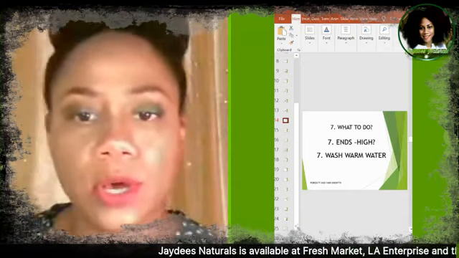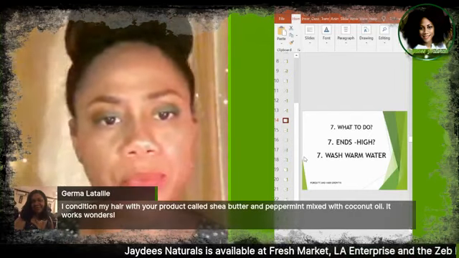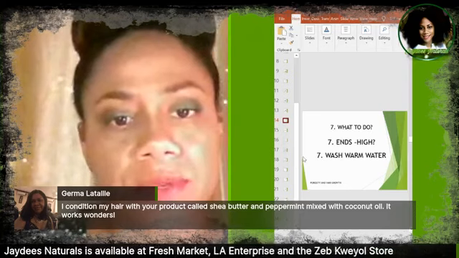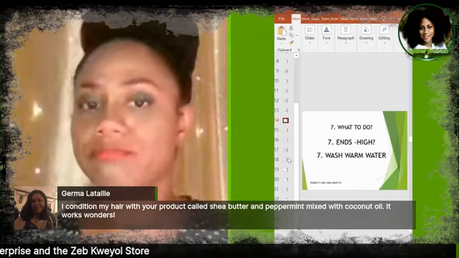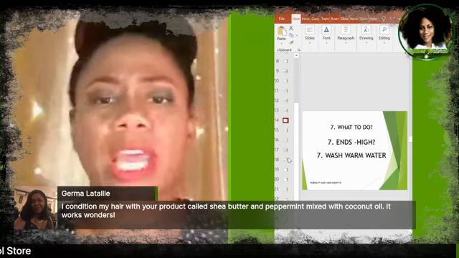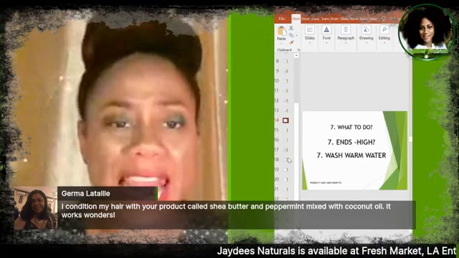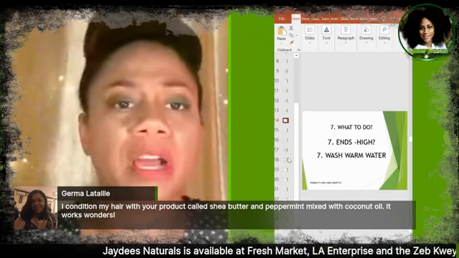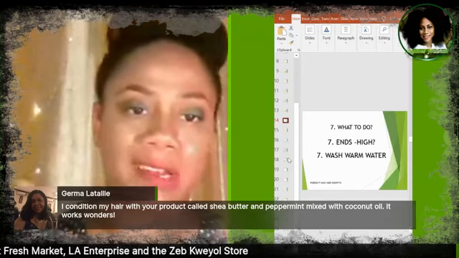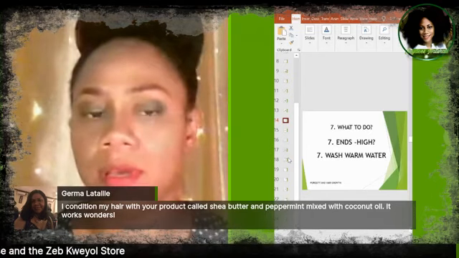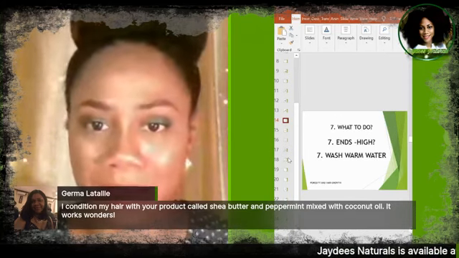All right. So someone says, I condition my hair with a product called shea butter and peppermint mixed with coconut oil. It works wonders. Yes. So the shea butter, it would work for low porosity hair, but really lightly. I wouldn't recommend putting on a whole set of shea butter. For my high porosity hair, I have to lather on heavy butters so that my cuticles can remain sealed and the moisture can stay in my hair.